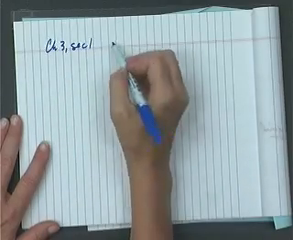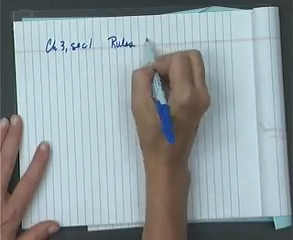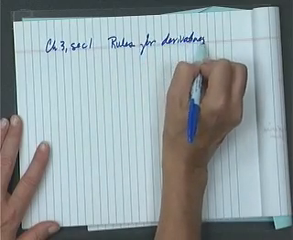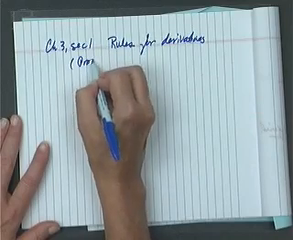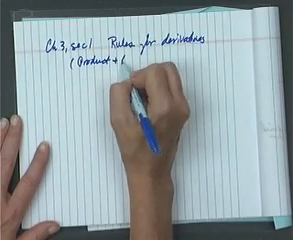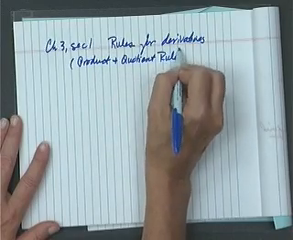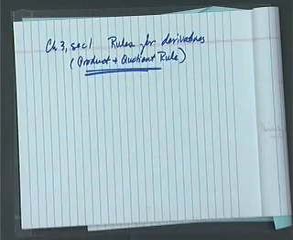All right. As I told you, I'm jumping to Chapter 3, Section 1, because I want to give you some rules. Rules for derivatives. And, of course, this is the product and quotient rule. Okay, these are a must. These are a must.